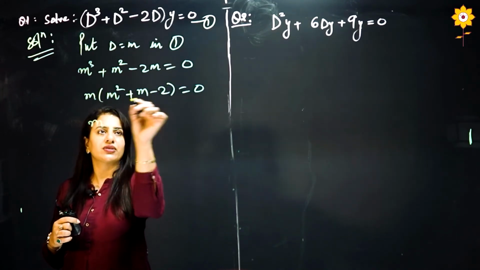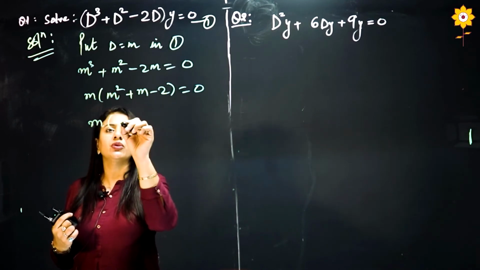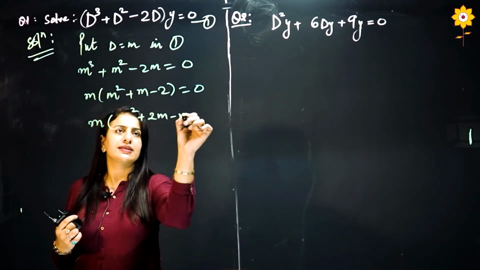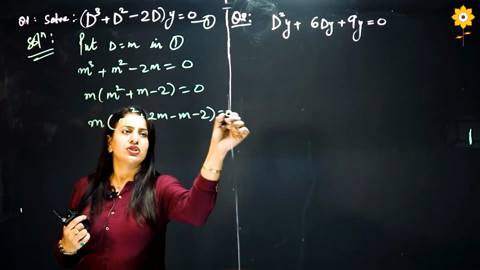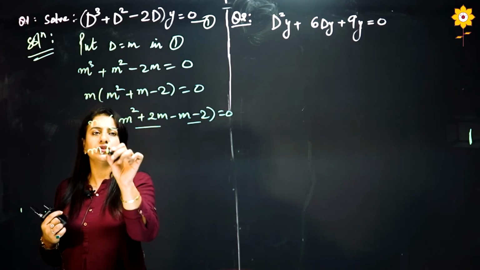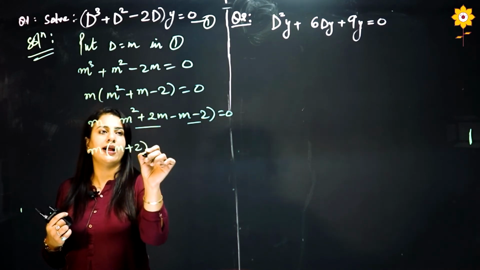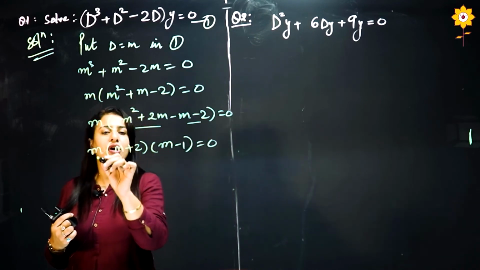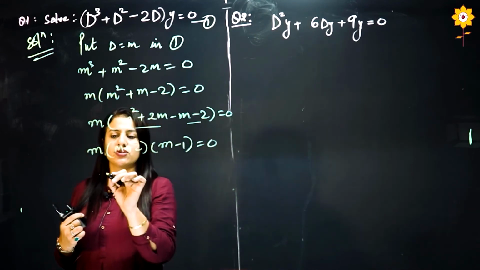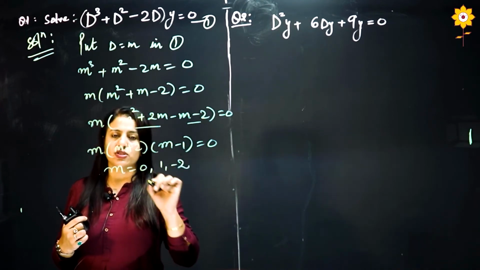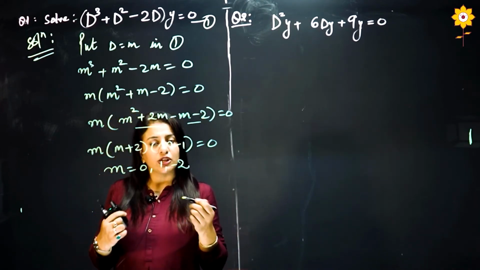If I factorize this by splitting the middle term, you will get m. If you want, you can write 2m minus m minus 2, which is 0. Now we can take m common, and here I can take 1 common. So you will get m plus 2 and m minus 1, which is 0. Now we have 3 factors equal to 0, which gives me the values 0, 1 and minus 2. Now I need to check the nature of the roots.